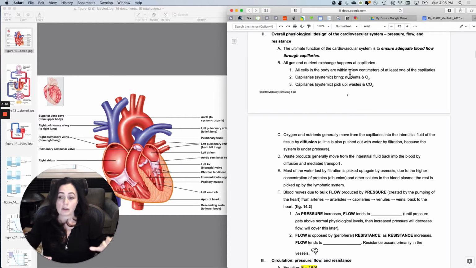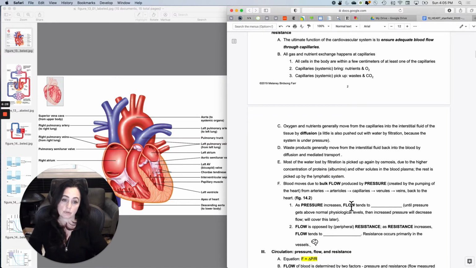A lot of the water that's lost by filtration will get picked back up by osmosis because the blood plasma has a relatively high concentration of solutes compared to the interstitial fluid. And some of the water will also get picked back up by the lymphatic system. Okay, so now let's talk a little bit about the overview of blood flow, which is a lot of what this chapter, or this set of notes, is going to be about.